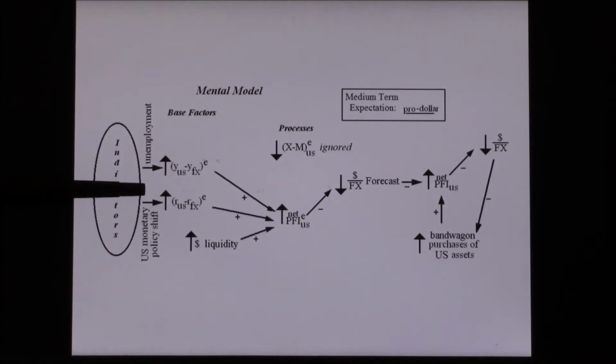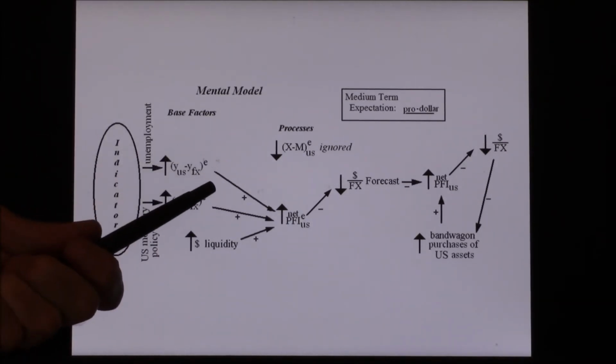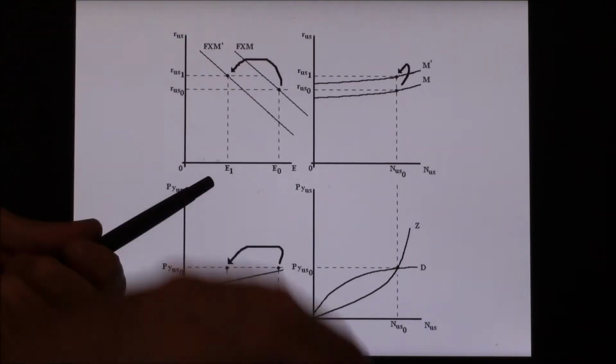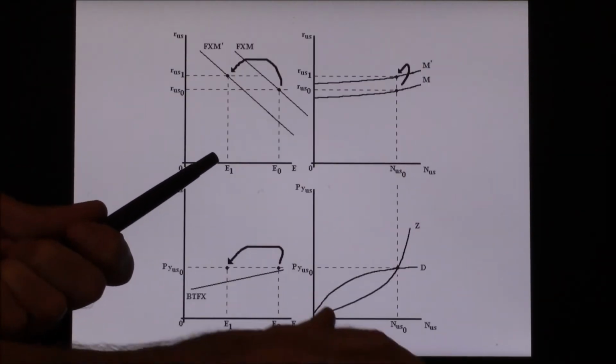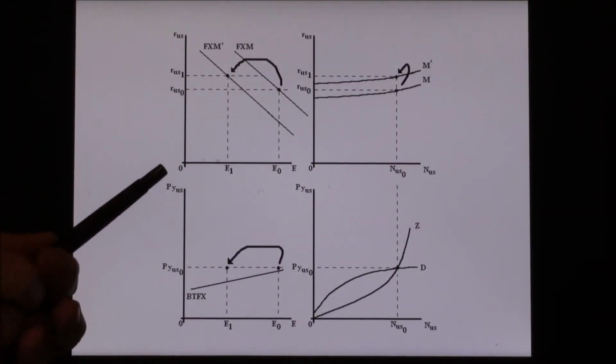So what do we get from this? We get a leftward shift in FXM. That's all we've determined so far, is FXM. Aha, it's going to shift to the left. All right, so we got that.